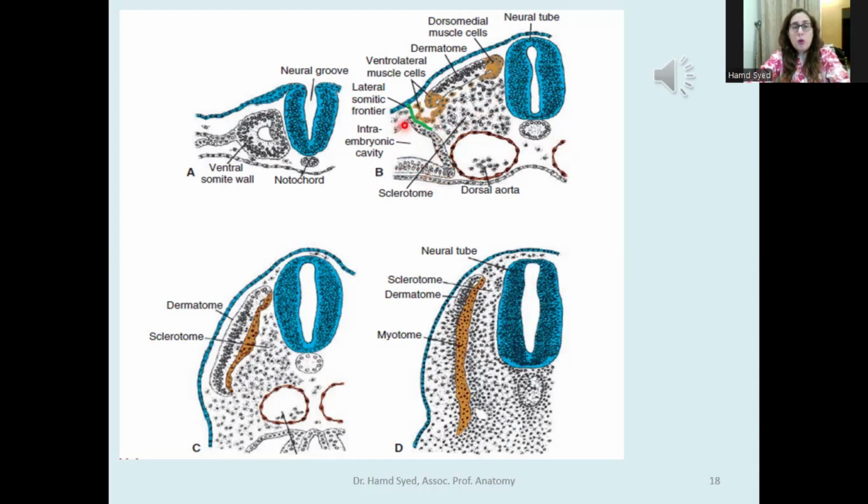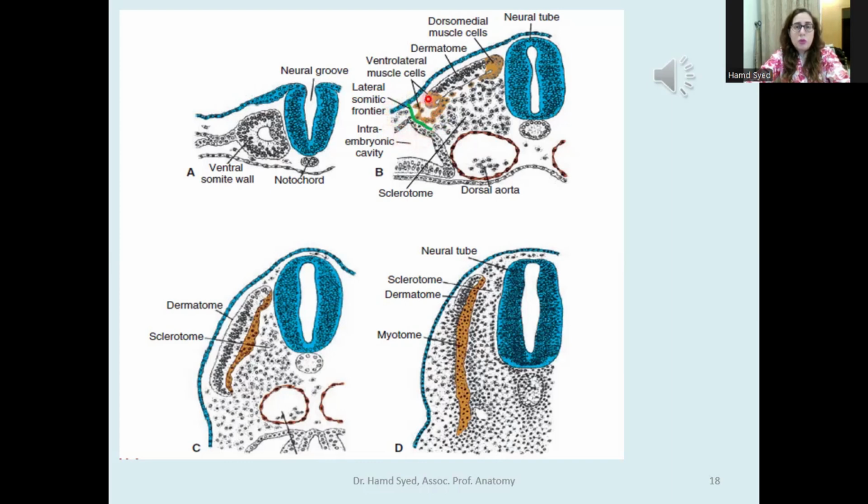Now the parietal layer of the lateral plate mesoderm and this region of the developing somite are separated by this important frontier, or we could say this important boundary, which over here has been represented in the form of an imaginary green line, known as the lateral somatic frontier. This is the part which is going to be crossed over by a few of the ventrolateral muscle cells, which will enter the parietal layer of lateral plate mesoderm.